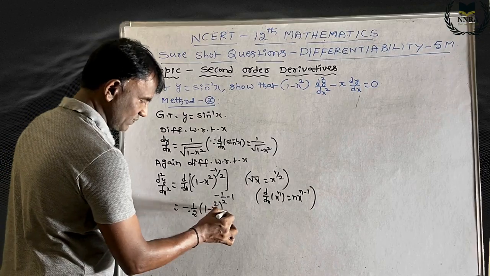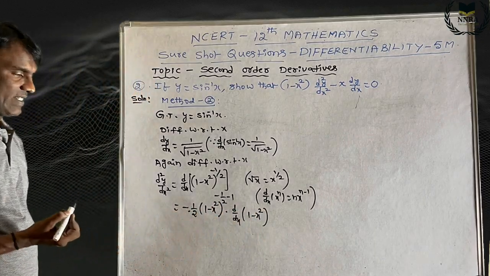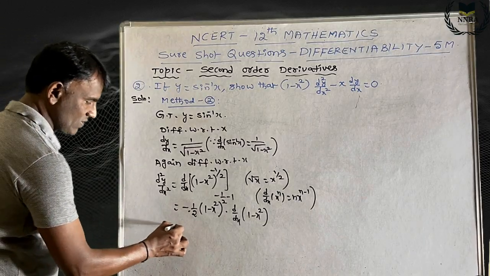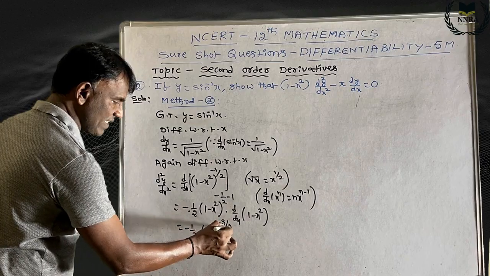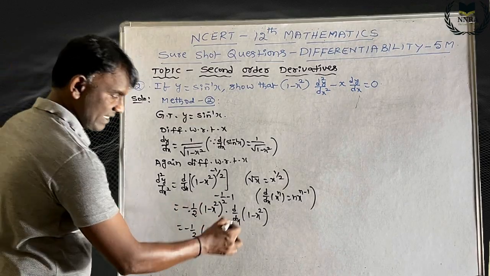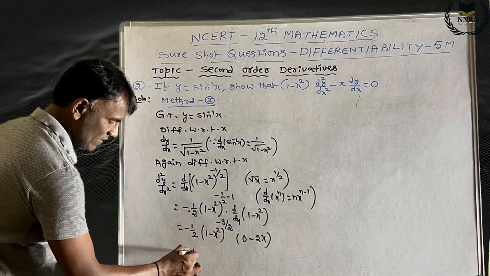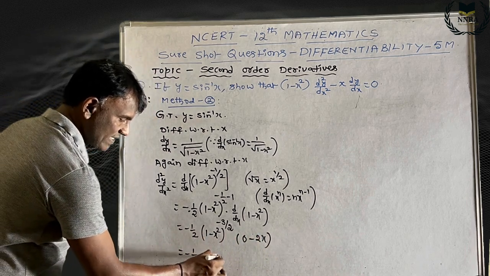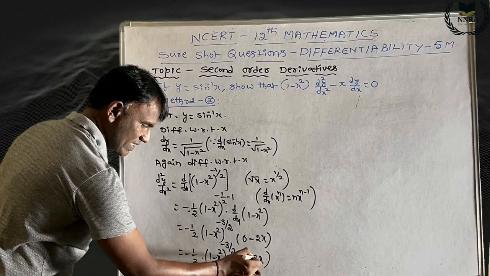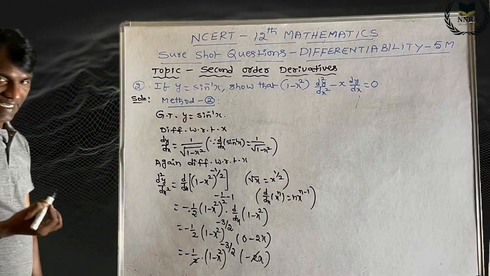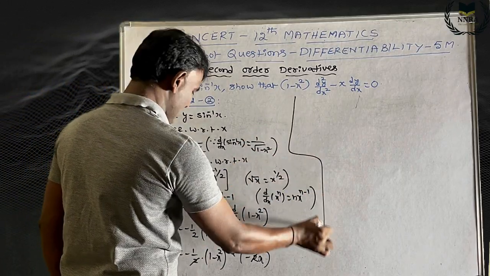And into d by dx of, what is that? 1 minus x square. Now how to write this one? So minus 1 by 2, 1 minus x square whole power minus 3 by 2. And here it is 0 minus 2x, right? So minus 1 by 2, 1 minus x square whole power minus 3 by 2 into minus 2x. Now this 2 gets cancelled. And again minus into minus equal to plus. Then what is the remaining value?